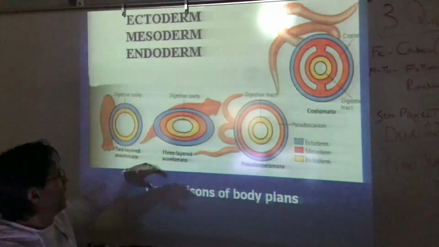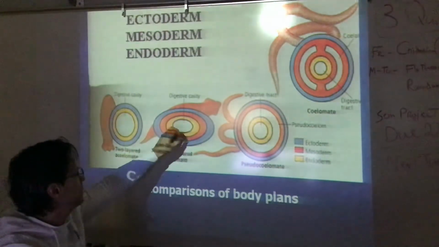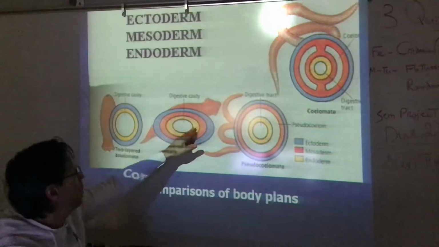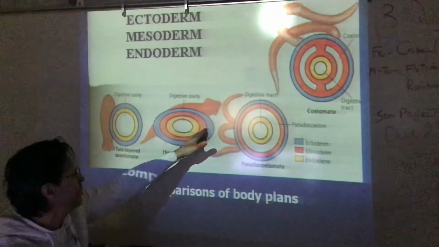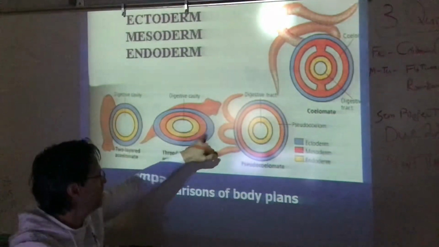Okay, but what you see here in the middle would be just your standard digestive tract. So on the outside of that, you have your three germ layers: the endo, which is the middle, meso meaning middle, and ecto.